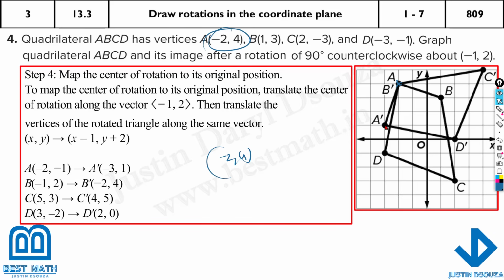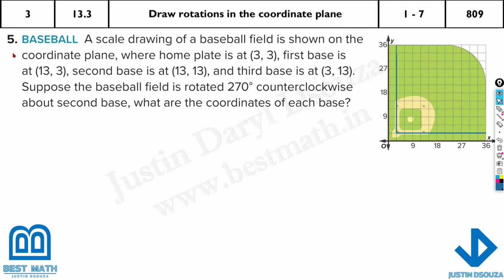See, it's -3 and 1. Yes, this is the graph. -2 and 4. Yeah, this is the B prime and so on. You can check the points from the graph. And even if there are 4 different graphs, see the graph which is having a unique point and then look for it. Same thing. Question 5 is also again an easy one.